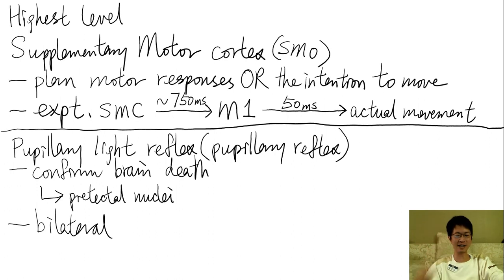So if you get punched in your eyes, then you may have damaged the nerve at this eye. Then your pupillary light reflex may not be bilateral. May not be bilateral.